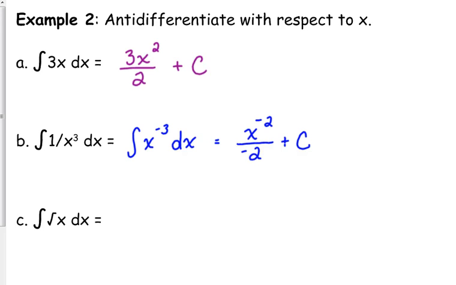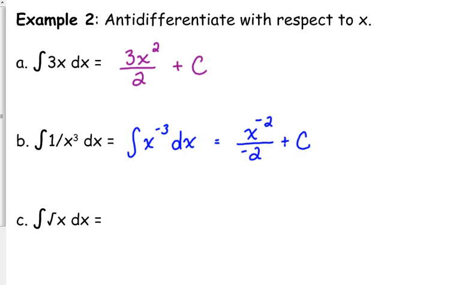Now, we do want to fix that. But first, at this point is where I would check it. I would take the derivative of this. Bring down my exponent, so I need to have negative 2 in the numerator. That cancels with the negative 2 in the denominator. And then subtract 1 from my exponent. That becomes x to the negative third. That was my original function.